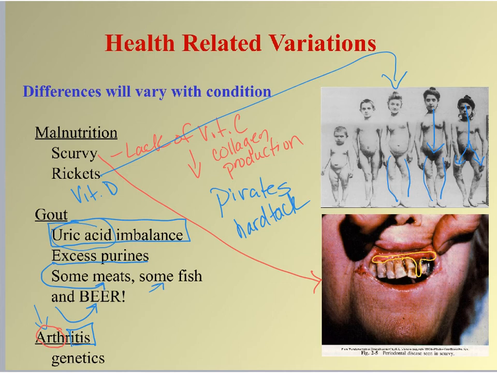But also there's a condition, and it affects more women than men. This is an autoimmune condition. It's called rheumatoid arthritis, where the immune system attacks an individual's joints. So that's a type of arthritis.